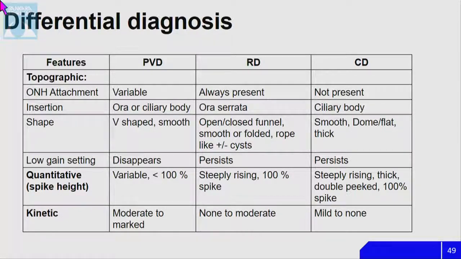And in a low gain, RD and CD persist, whereas PVD may not persist. And the movement, it has a marked movement, whereas a fresh RD is more mobile than a long-standing RD, and CD is almost immobile. And reflectivity, it is variable reflectivity, and these two are high reflectivity.